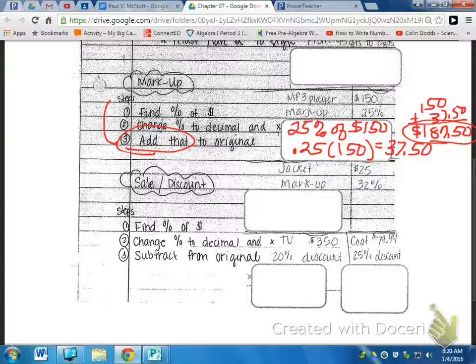All right, let's talk about sales and discounts. I like those a lot better. Oh, sorry, I didn't see this one. There's a jacket that's $25. They're going to mark it up 32%. Somebody want to try this one for me?